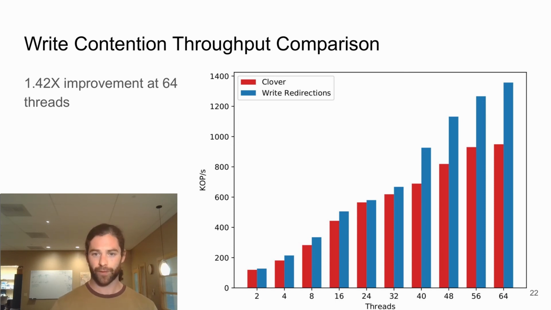But after 32 threads, we really start to pull away. And this is where the number of conflicts starts to increase to a point at which it's significant. And so here at 64 threads, we see improvements of roughly 1.4x.